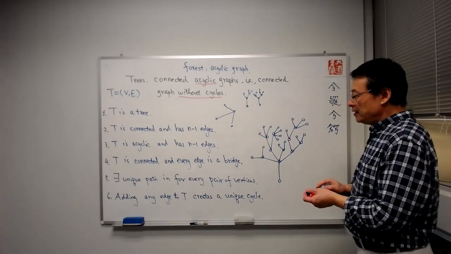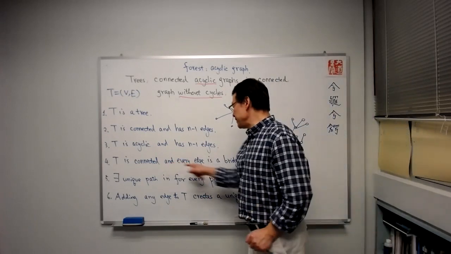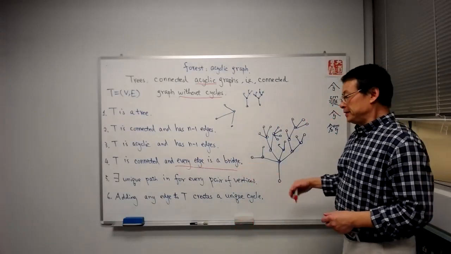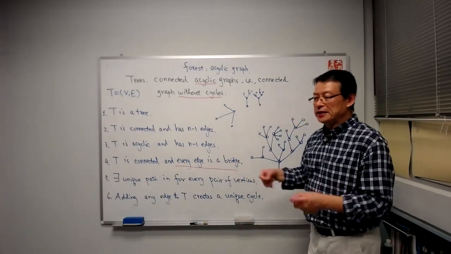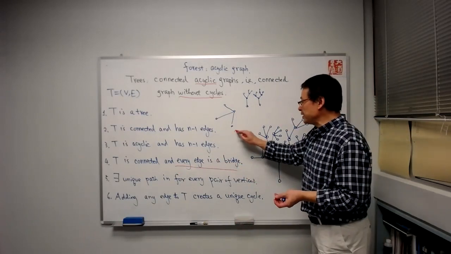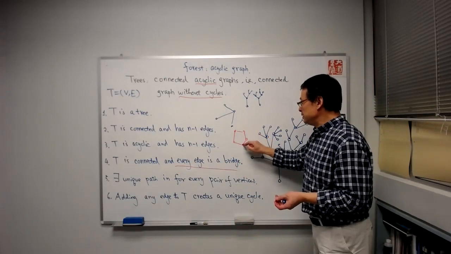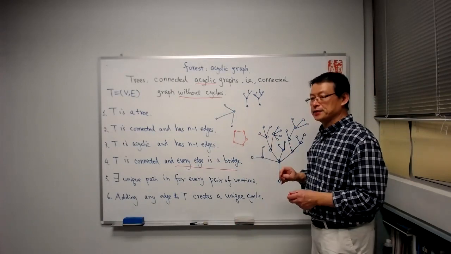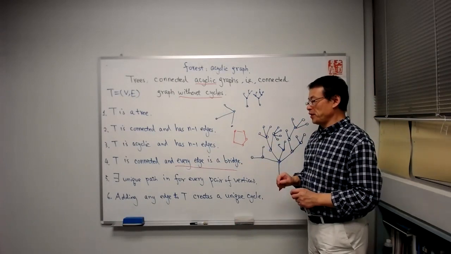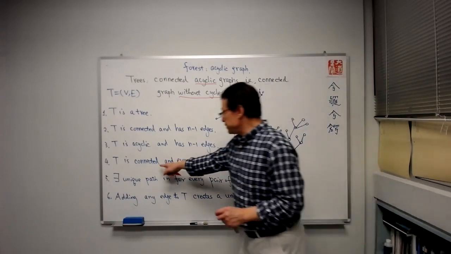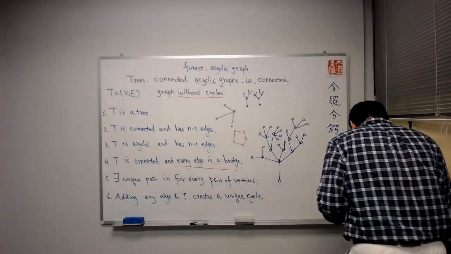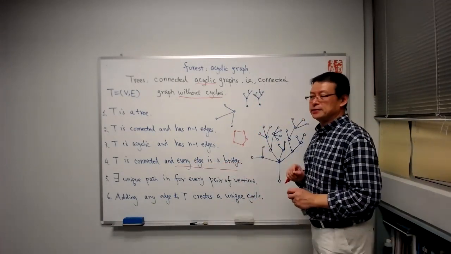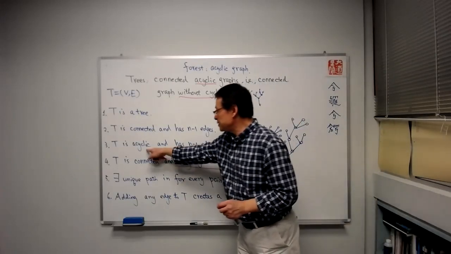The fourth one says it's connected and every edge is a bridge. So every edge is a cut edge. This condition, every edge is a bridge, means it will not contain a cycle. If we have a cycle, then edges in the cycle cannot be a bridge. If I remove one, the graph is still connected. So it's very important that every edge is a bridge. All right. So connected and every edge is a bridge means the graph contains no cycle. So that part actually means it's acyclic.